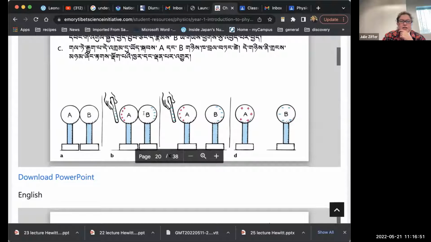So because this is a conductor, the electrons can leave the atoms and go to the other side, leaving a positive charge here.